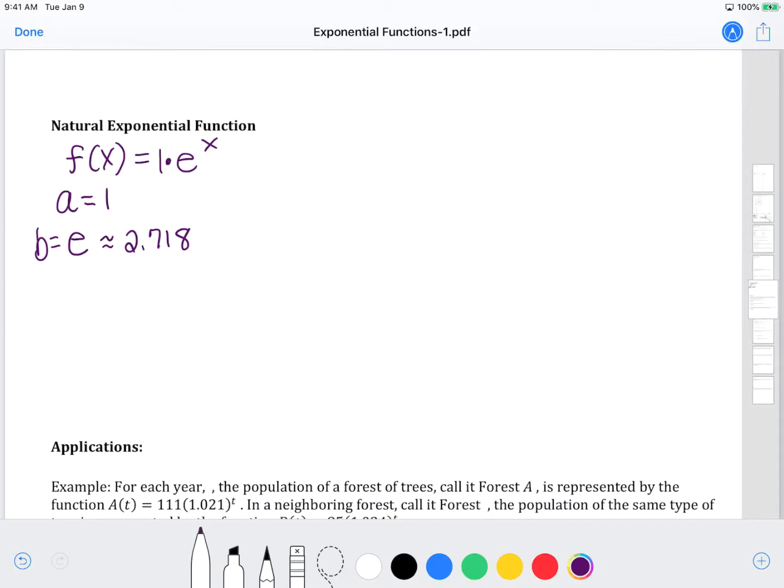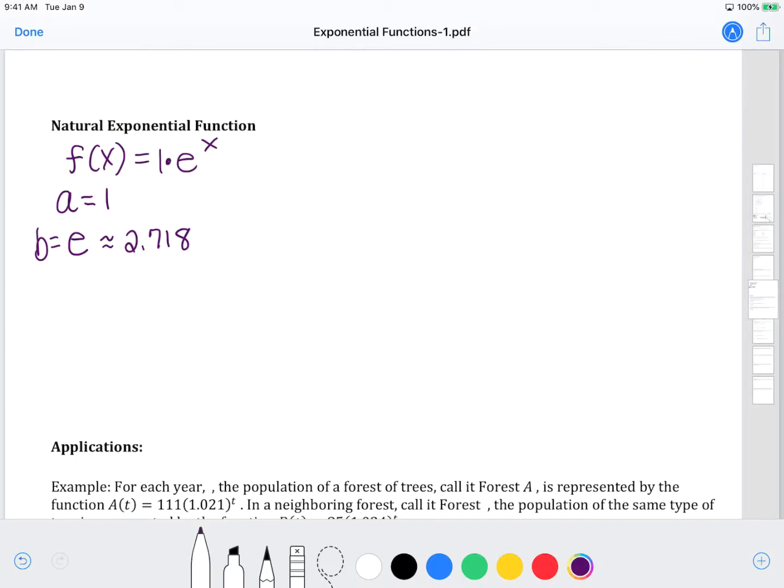Now, you can find your e button on the calculator. If you look at your Texas Instruments calculator and you look to the left of your 4 button, there is a button that says LN. And then right above that in a different color, because you would choose second option, it says e to the x. That will be your natural exponential function button.